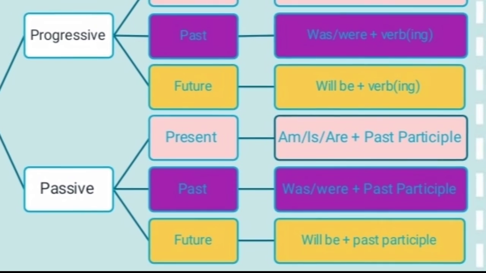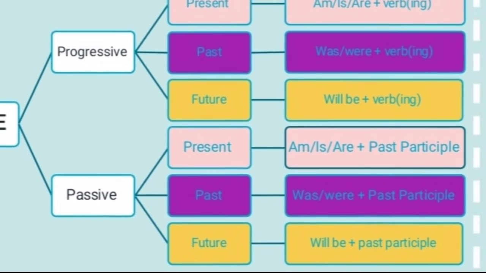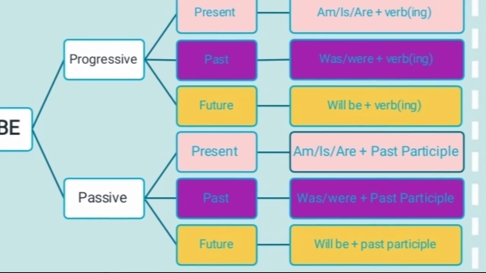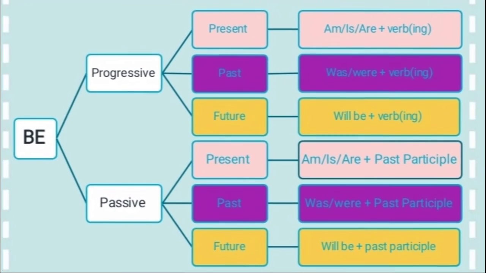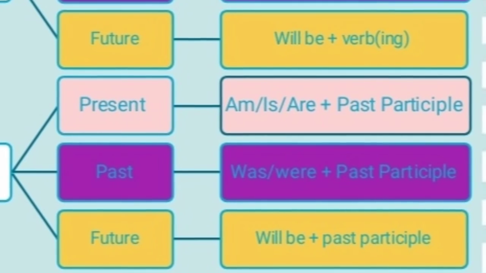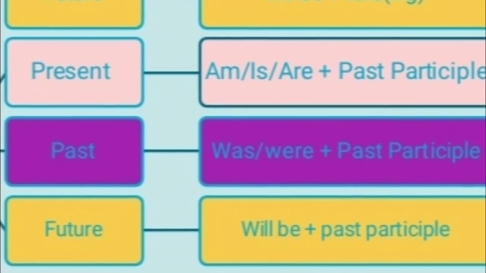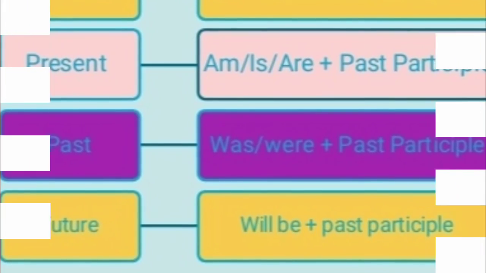As for passive, it focuses on the action. In present, we will use am, is, or are plus past participle. For example, dinner is eaten. In past, we will use was or were plus past participle. For example, dinner was eaten. And as for the future, we will also use will be, but plus past participle, so it will be dinner will be eaten.